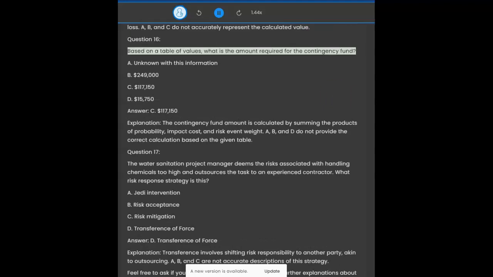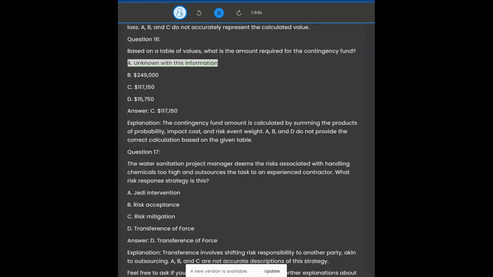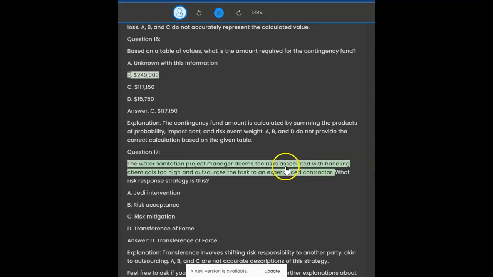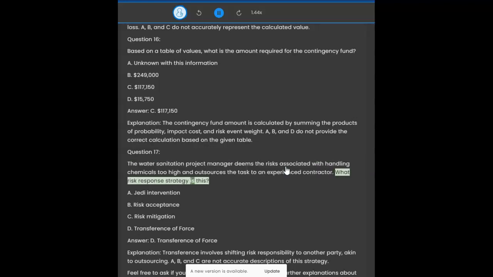Question 16. Based on a table of values, what is the amount required for the contingency fund? A. Unknown with this information. B. 200. The water sanitation project manager deems the risks associated with handling chemicals too high and outsources the task to an experienced contractor. What risk response strategy is this?